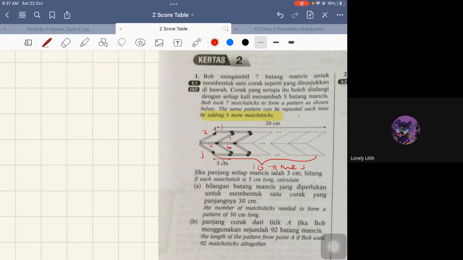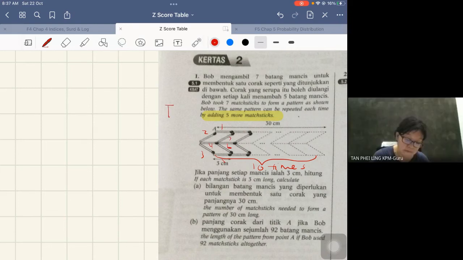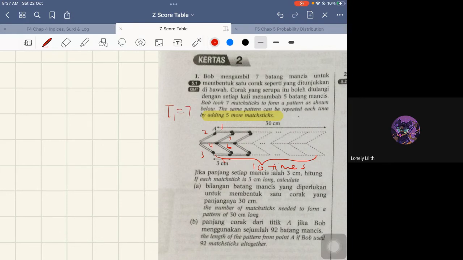Oh, so wait, your T1 is 7. Teacher, sorry, bottom row is 8. 8, I'm sorry. 8. Okay, more at the bottom. Why 8? Because 10 times, then after that already, the rest is 8.